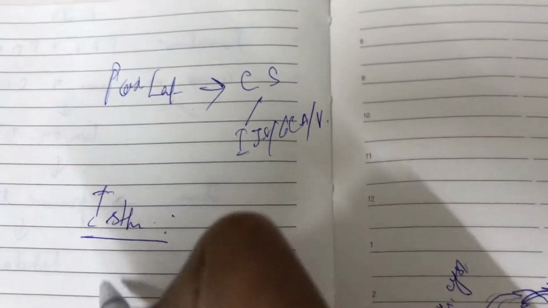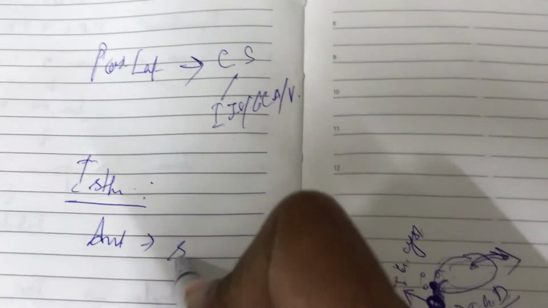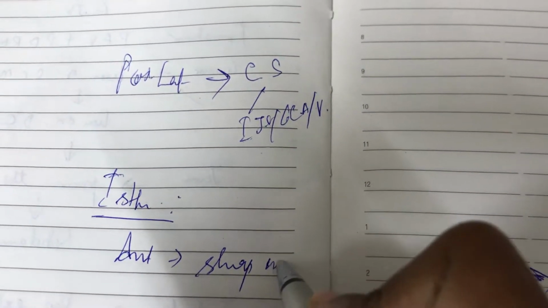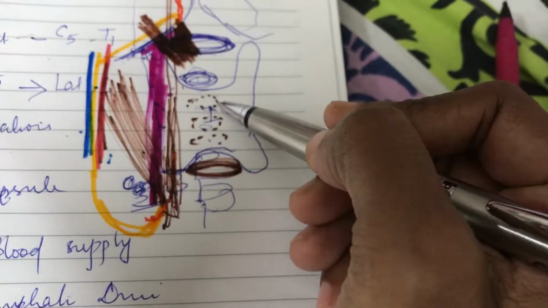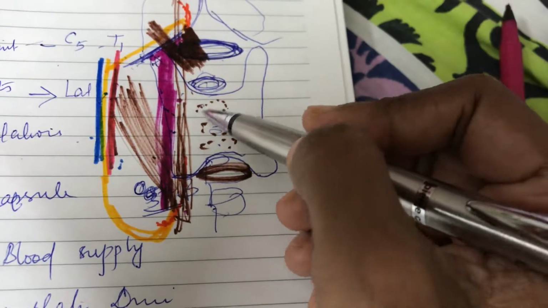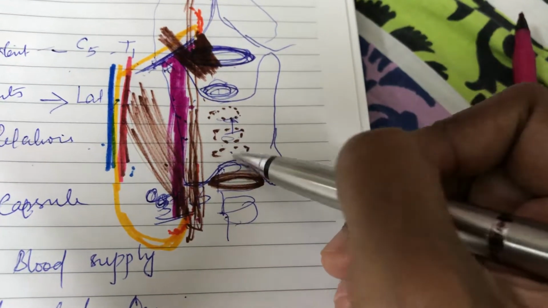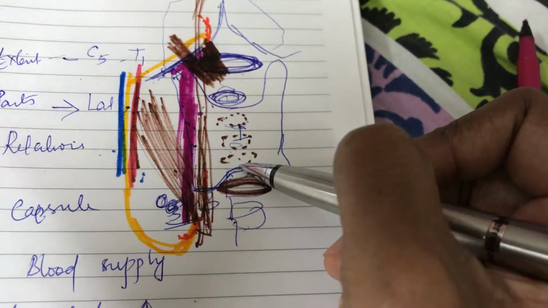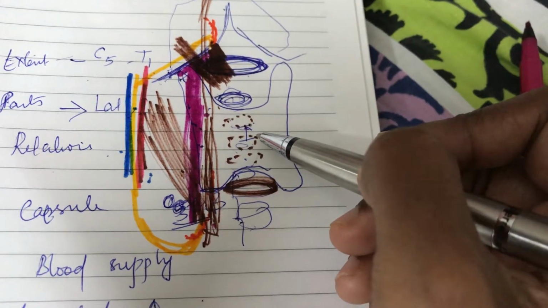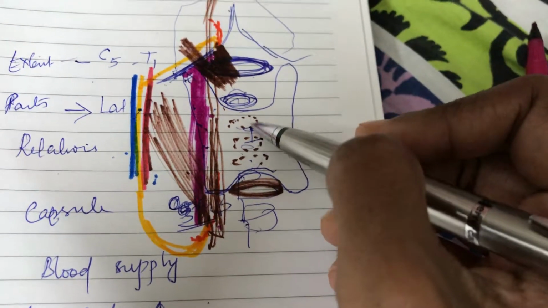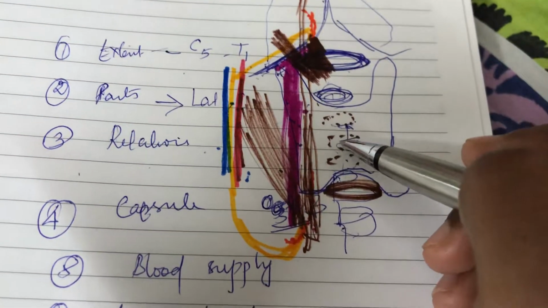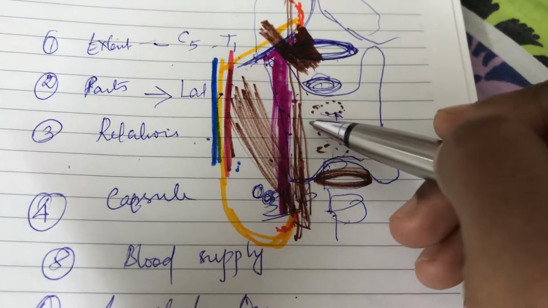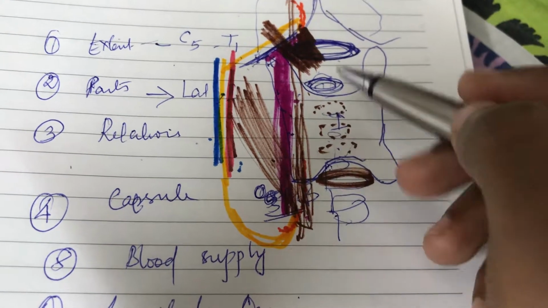So isthmus relations anteriorly, again the same, strap muscles, and posteriorly which tracheal rings I have drawn? Second, third, fourth tracheal rings. This structure is very important, because when you want to do something called tracheostomy, making an opening in the trachea, you have to incise this. If it is an elective condition, slowly if you want to do this, you can slowly dissect all the strap muscles present in the front.